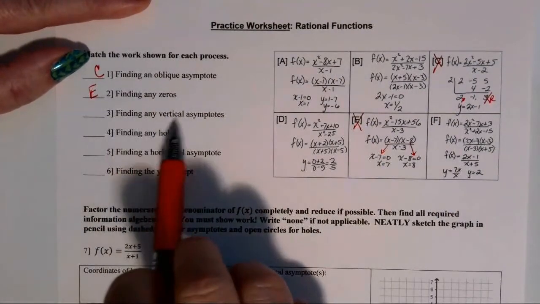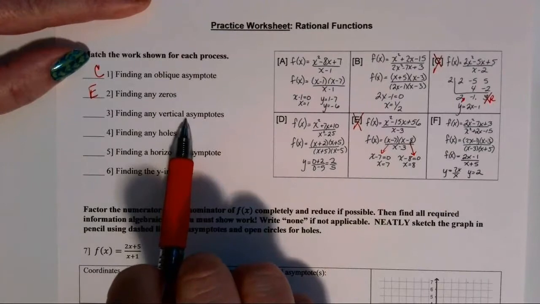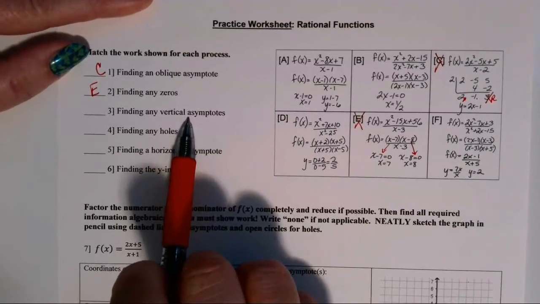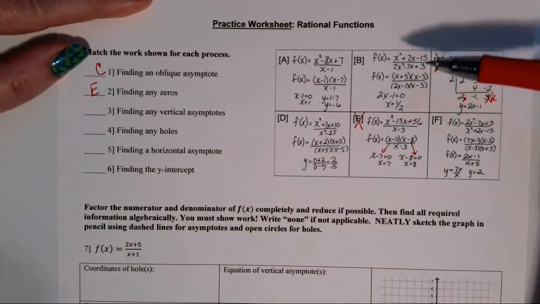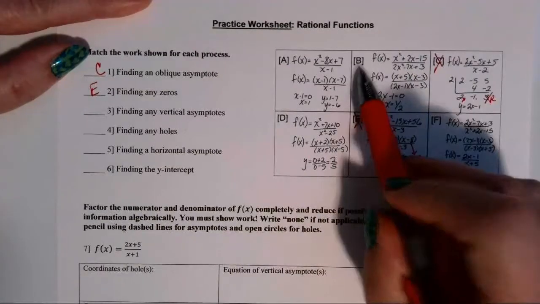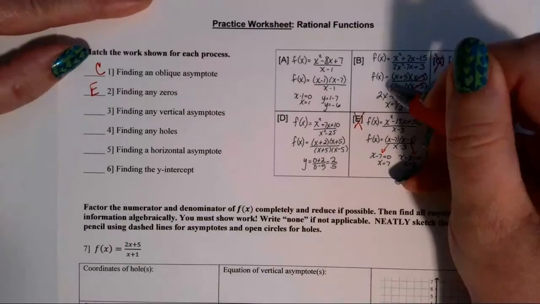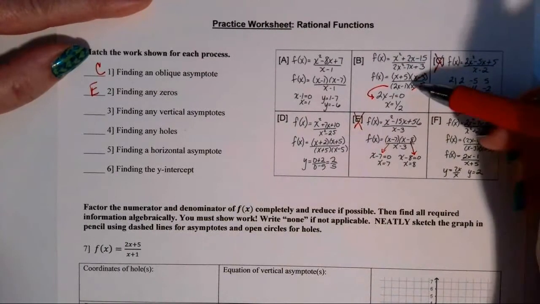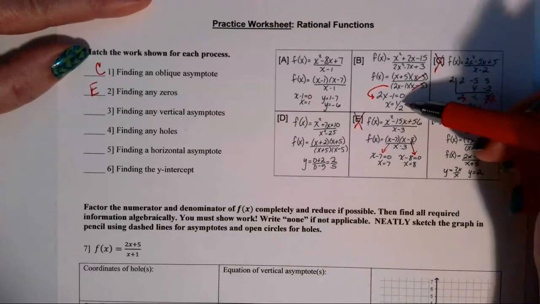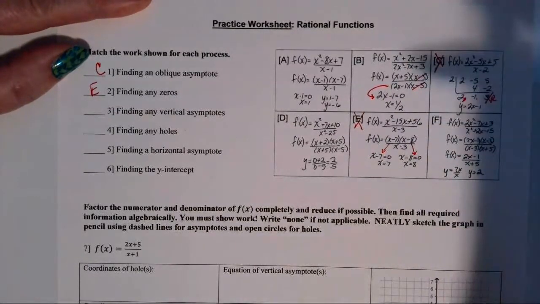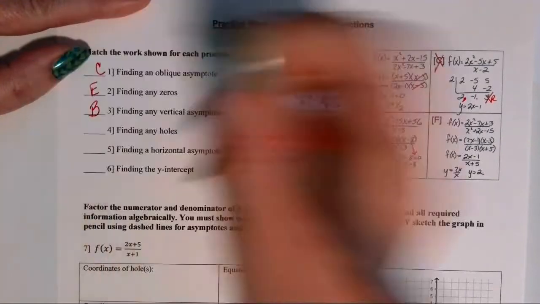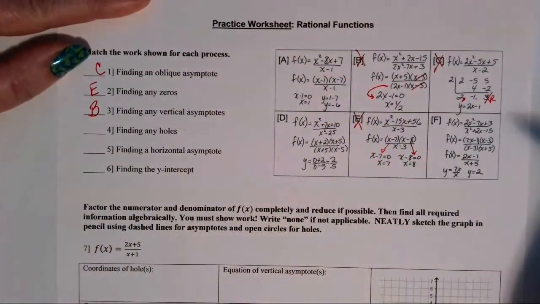Okay, number three, finding any vertical asymptotes. Vertical asymptotes are found by setting factors in the denominator that do not cancel equal to 0 and solving for x. So when we look at the denominators here in B, the x minus 3's cancel, and then this remaining factor from the denominator, 2x minus 1, that was set equal to 0 and solved for x. So B is the work for finding vertical asymptotes.